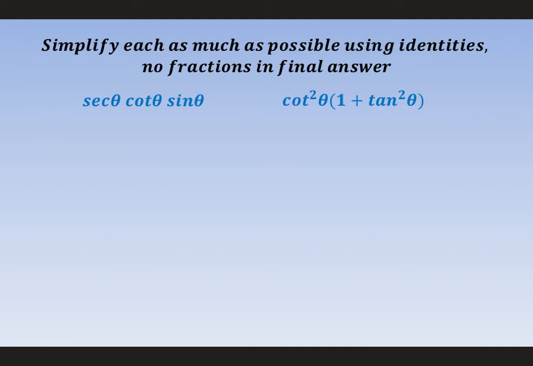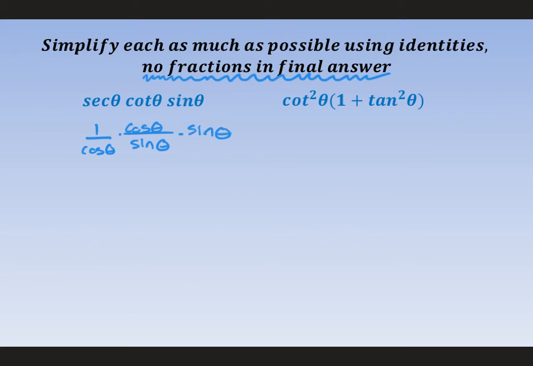So when I see these ones right here, secant, cotangent, sine, one of the easiest things to do when simplifying these as much as possible, and here it specifies simplify means no fractions in your final answer, so that last problem, we shouldn't have left the fraction. But the easiest and best way to start is to change everything to the same trig functions, and the easiest is everything in terms of sine and cosine. So I see secant, I'm going to change that to 1 over cosine. I see cotangent, I'm going to change that to cosine over sine. And sine is already in terms of sine and cosine, so I'll leave that be.